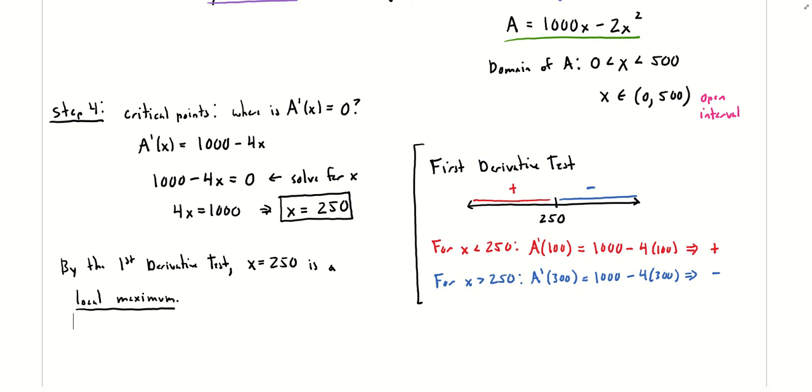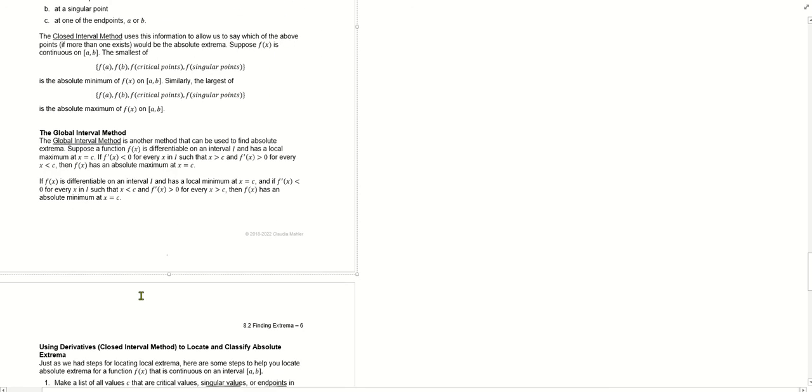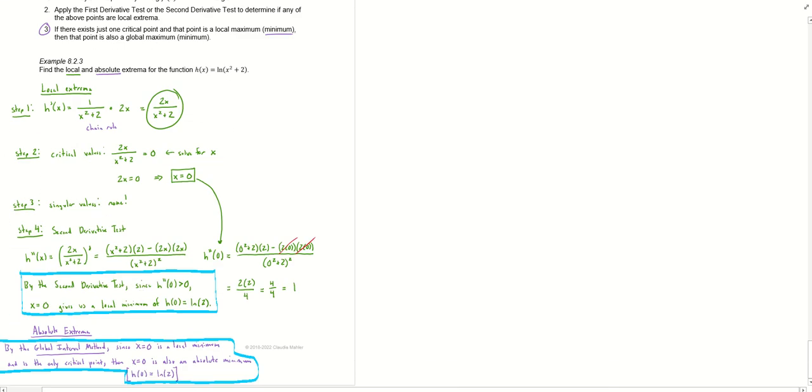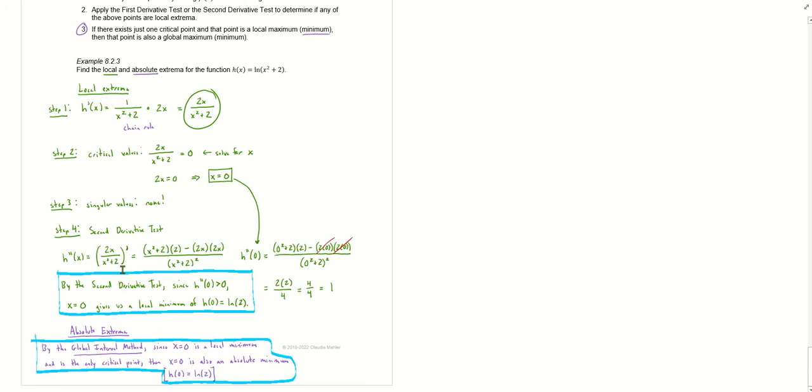Now I want to make sure this is the actual maximum value of area. So I want to also state that this is a global or absolute maximum. And the way that I can do that is using the global interval method. So if we remember the global interval method from topic 8, we saw that in this last example here. It's the same sort of thing. We found that there was a single local extrema. And so by the global interval method, we can say that since it is the only critical point and the only local extrema, then that point is also going to be an absolute extrema.